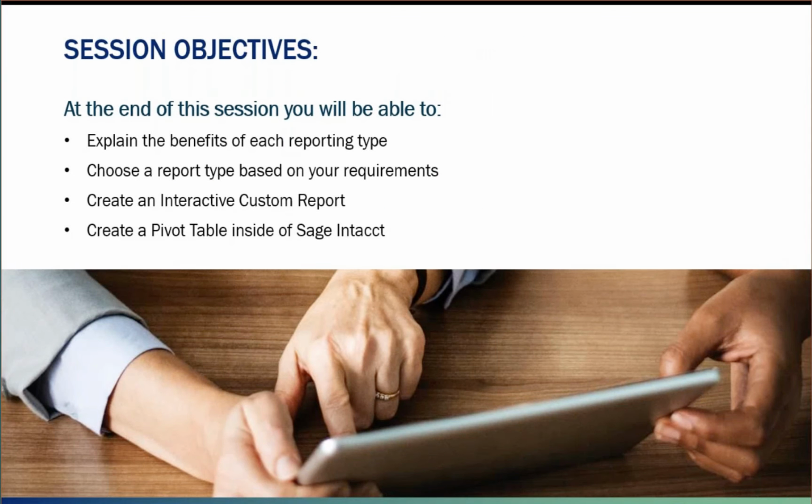All right, our objectives for today. By the end of this session, you should be able to explain the benefits of each reporting type, and there are 4 inside Sage Intacct. You should be able to choose a reporting type based on your requirements. You should be able to create an interactive custom report, and you should be able to create a pivot table inside of Sage Intacct.